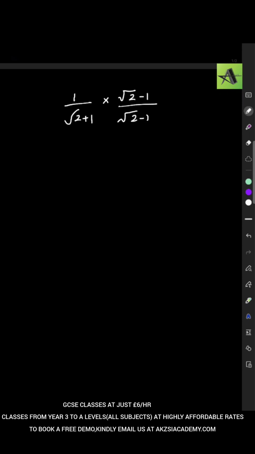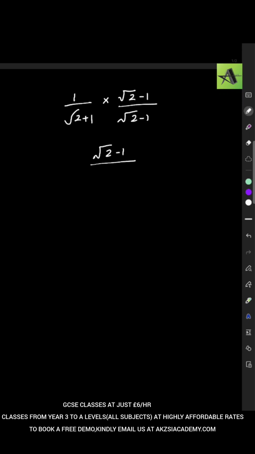So I'll show you that as well. Let me show you this one. So after dividing and multiplying with root 2 minus 1, now doing the same thing, let me multiply the numerator. So 1 times root 2 minus 1 is root 2 minus 1, and root 2 plus 1 times root 2 minus 1, same, we have to expand the bracket.